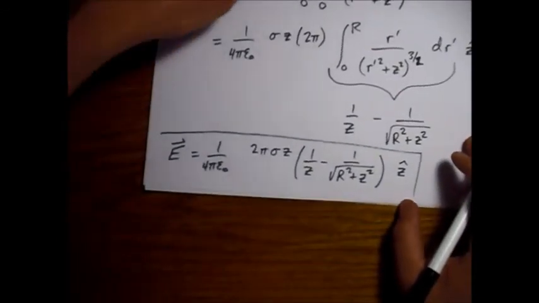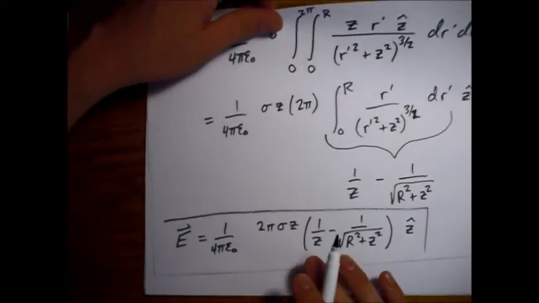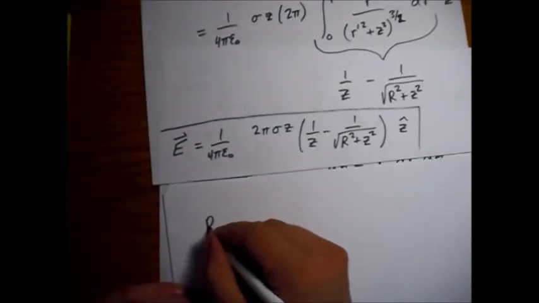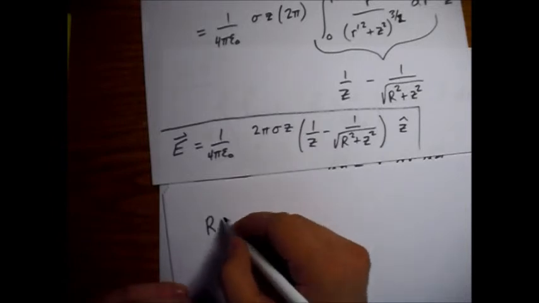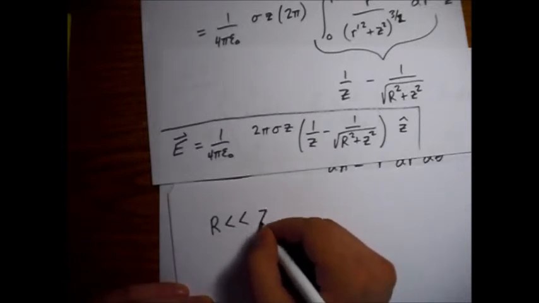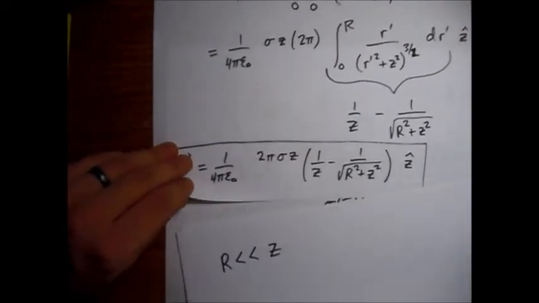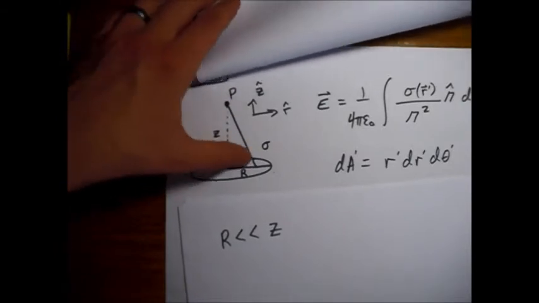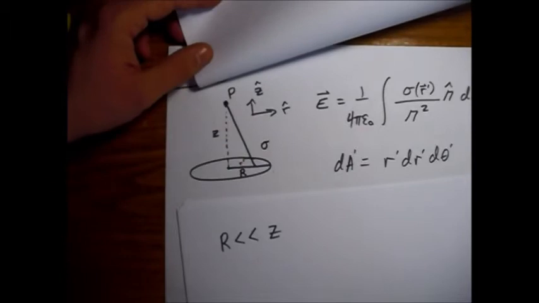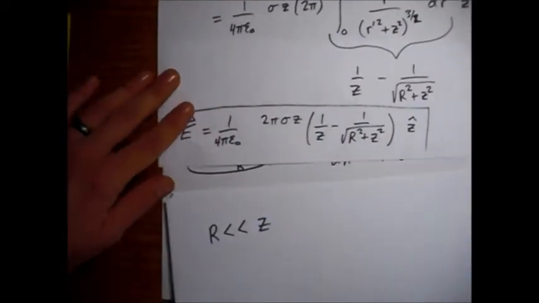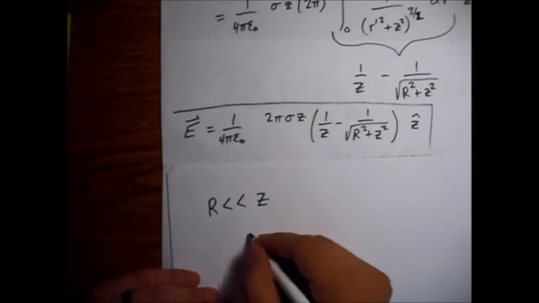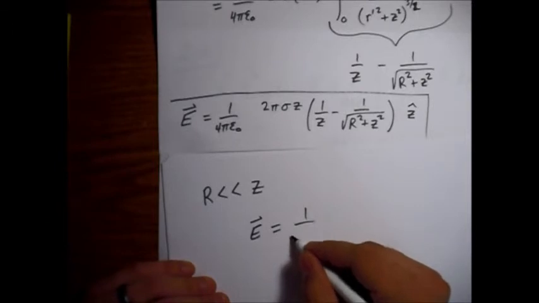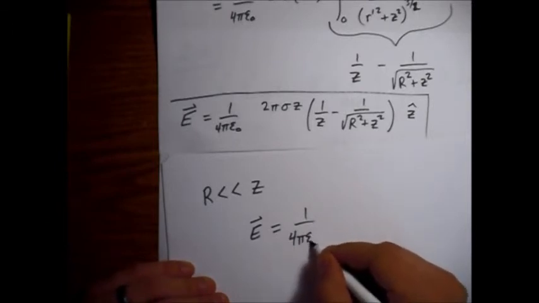All right, so Griffiths wants us to take a couple limits and look at a couple cases and see what we get from it. So suppose, let's do r is much, much smaller than z first. So what we would expect is that as we get very, very far away from this disk compared to its size of big R, we'd expect it to look like a point charge. What do we find? We get this electric field is equal to 1 over 4 pi epsilon naught.